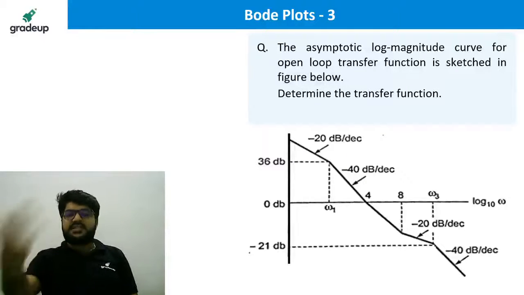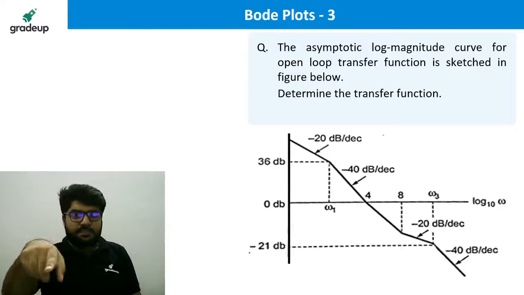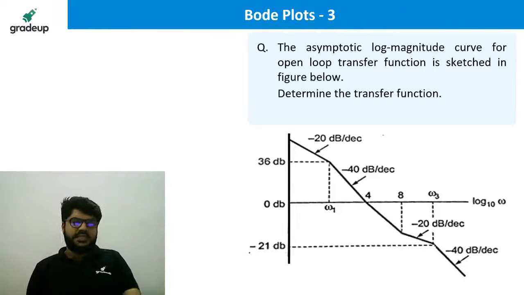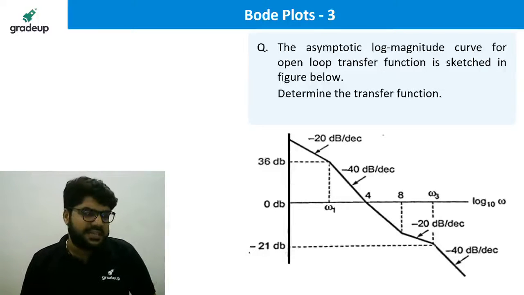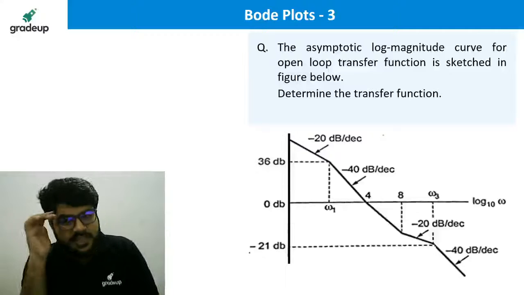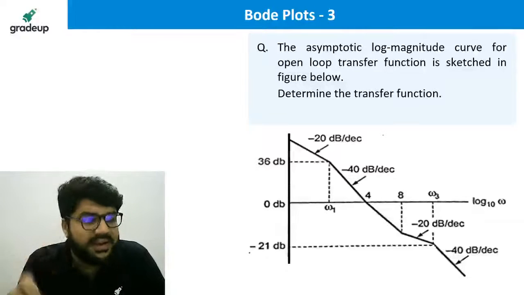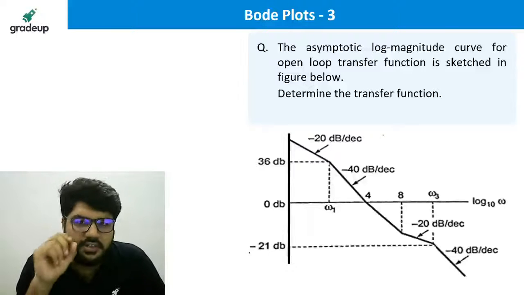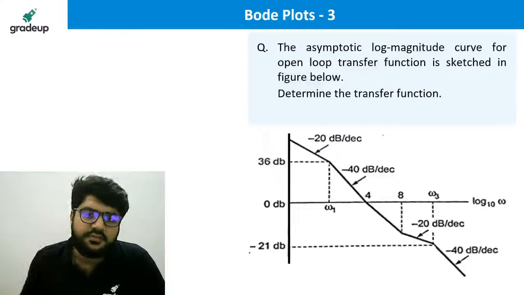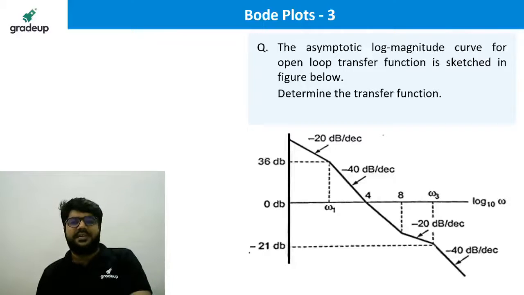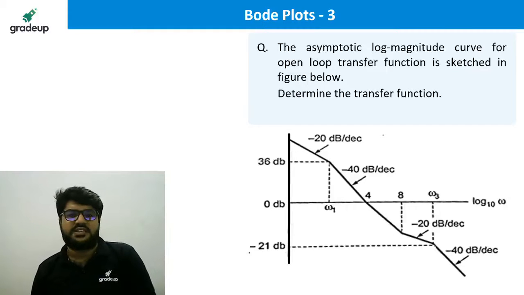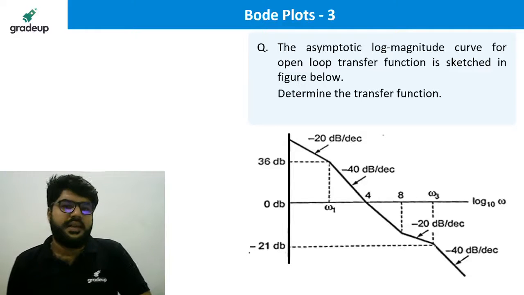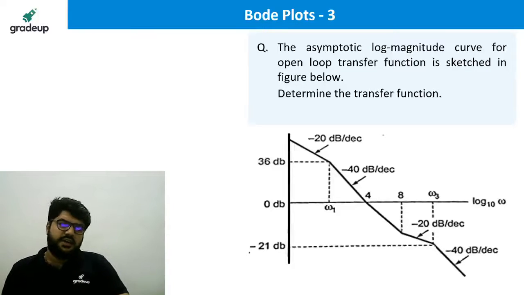The questions coming in MCQ will be even much simpler than this, because I have so many hidden parameters here. The question coming in GATE will be simpler than that, but with this question you will understand all the calculation. So let us all solve this question first of all. The asymptotic log magnitude curve for the open loop transfer function is sketched in the figure below. Determine the transfer function.